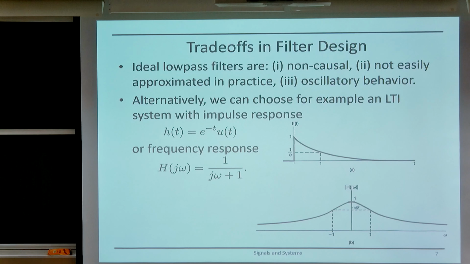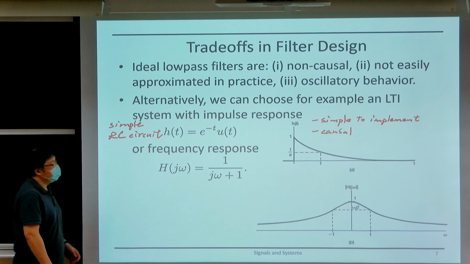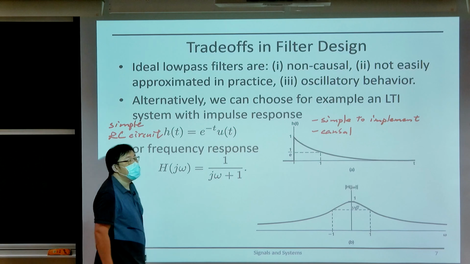Okay. So for example, you could have instead used a filter with impulse response that looks something like this. Right? So this is very simple. This is just a single-sided decaying exponential. And in fact, you can implement this using a simple RC circuit. Right? So this filter here is, first of all, simple to implement. It is causal. Right? It is causal because it is 0 in the negative domain.